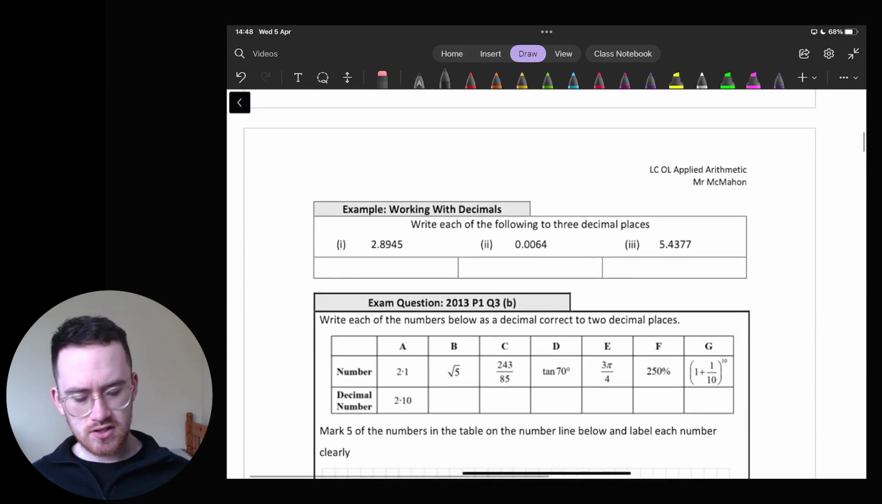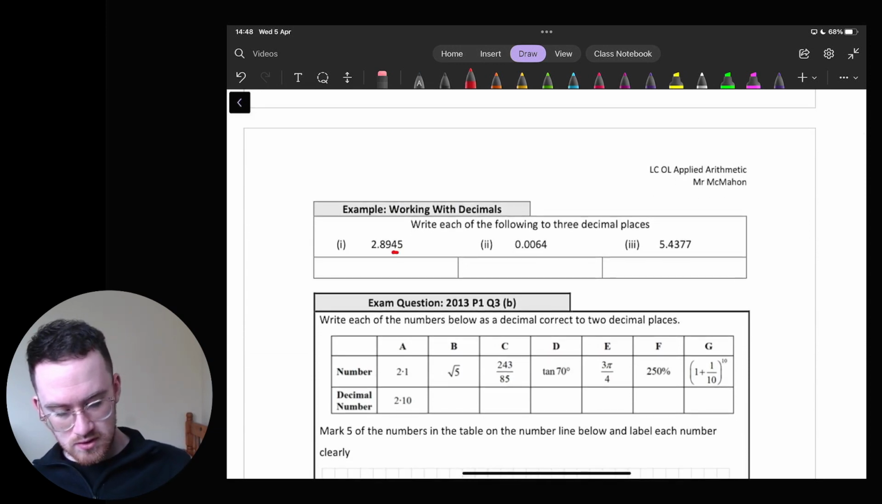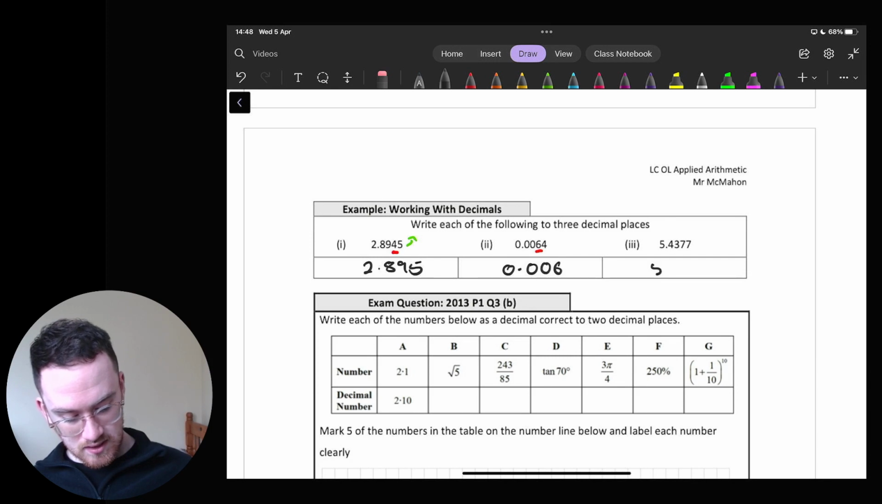If we're rounding each of these to 3 decimal places, we go to the third decimal and look at the one after it. This one, it's a 5, so we round it to 2.895. Same with the next one, we go to the 6. The next number is a 4, so it becomes 0.006, and lastly 5.438.